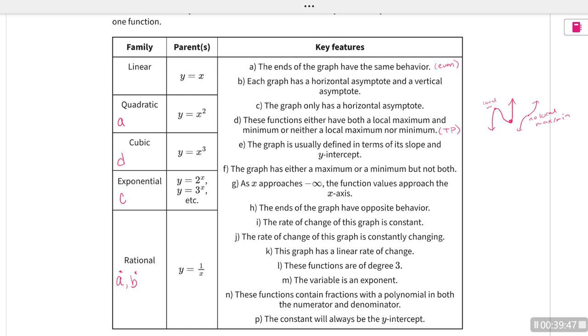Local max and local min. So that's what D is.